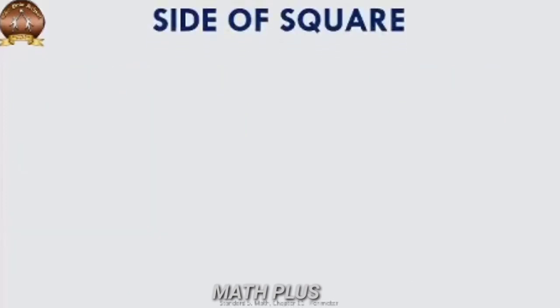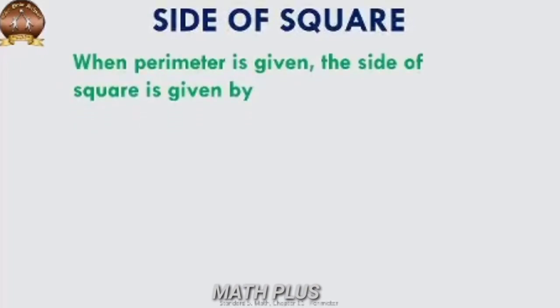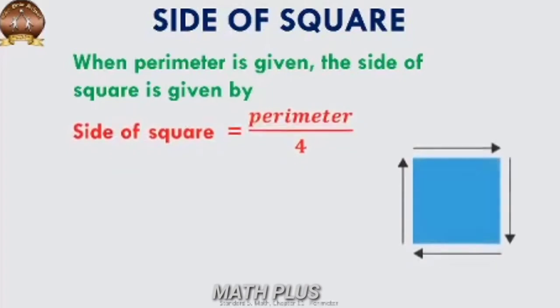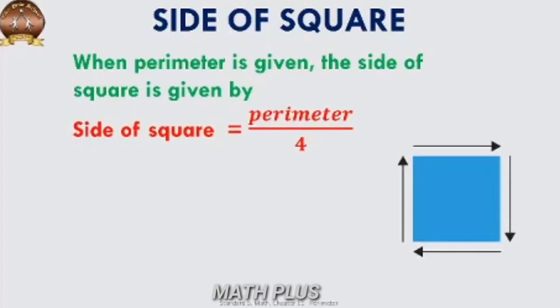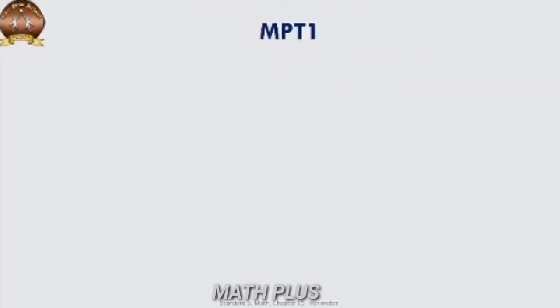Now, how to find the side of a square when the perimeter is given? The side of the square can be given by perimeter divided by 4. Perimeter, we all know, is 4 times the side of a square. So when we have to find the side of the square, we have to divide the perimeter by 4.